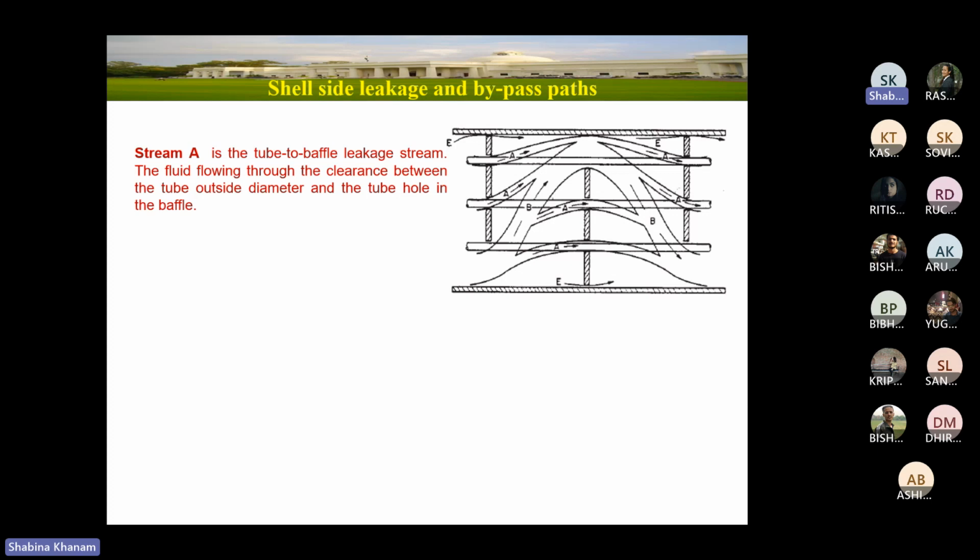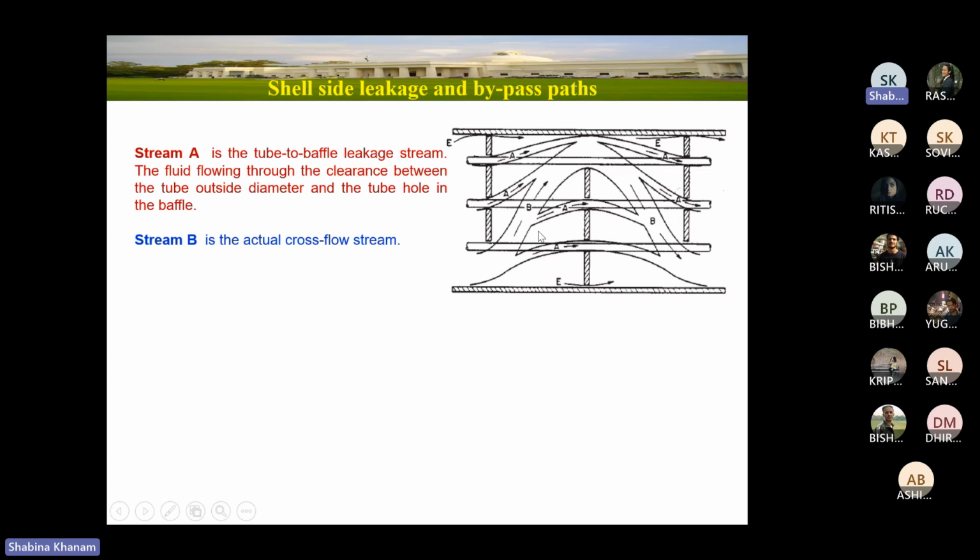It is the fluid flowing through the clearance between the tube OD and the tube hole in the baffle. Usually that hole in the baffle is made with a sufficient gap so that it can move smoothly over the tube. Okay, so stream A is this leakage stream between the tube and baffle gap.